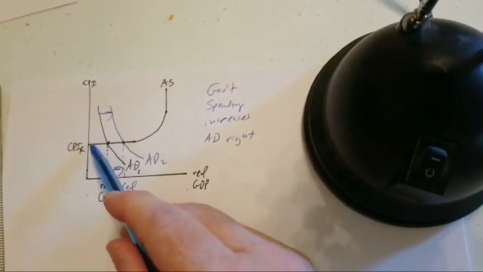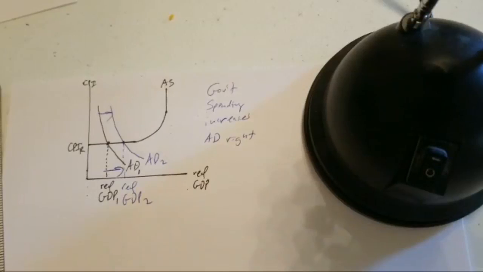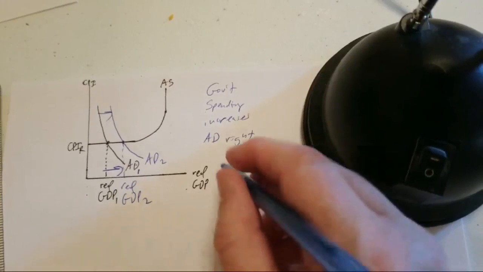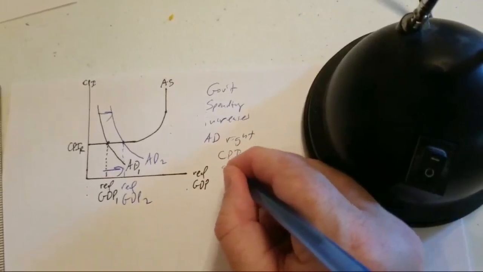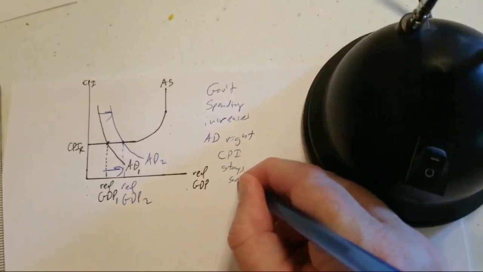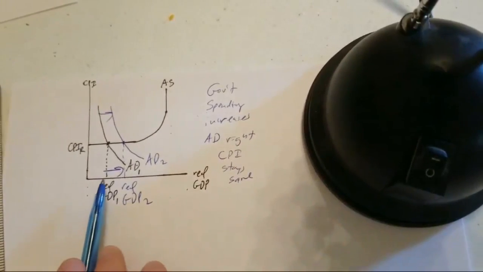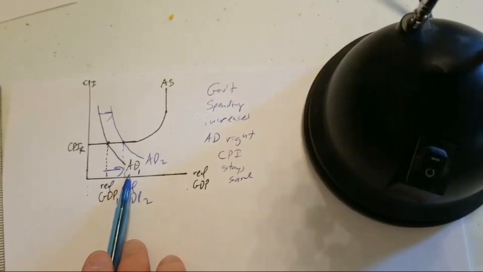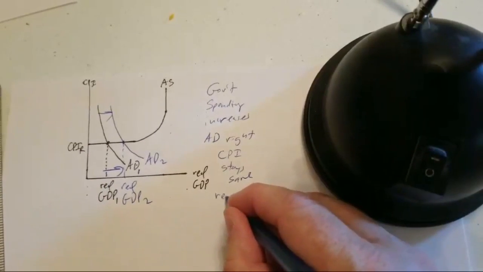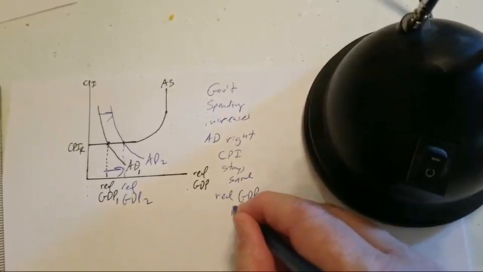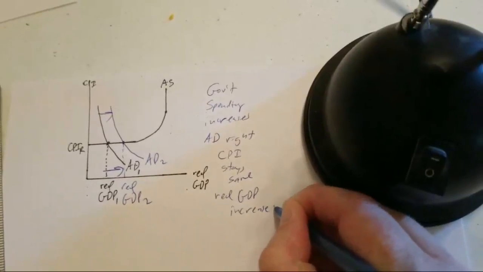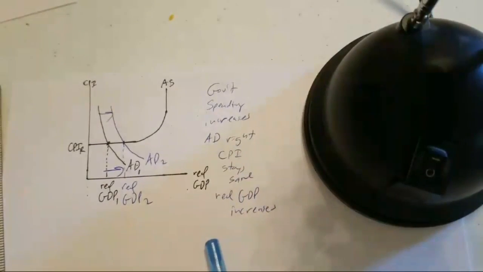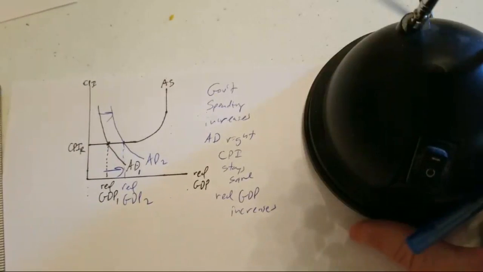Is there any vertical change in CPI? Well, let me remind you of something. A horizontal line has a fixed vertical height, so there's no change in CPI. CPI stays the same. What about real GDP? Well, it's clearly changing. It's moving to the right, so real GDP increases. Again, summary information here, graph moving.